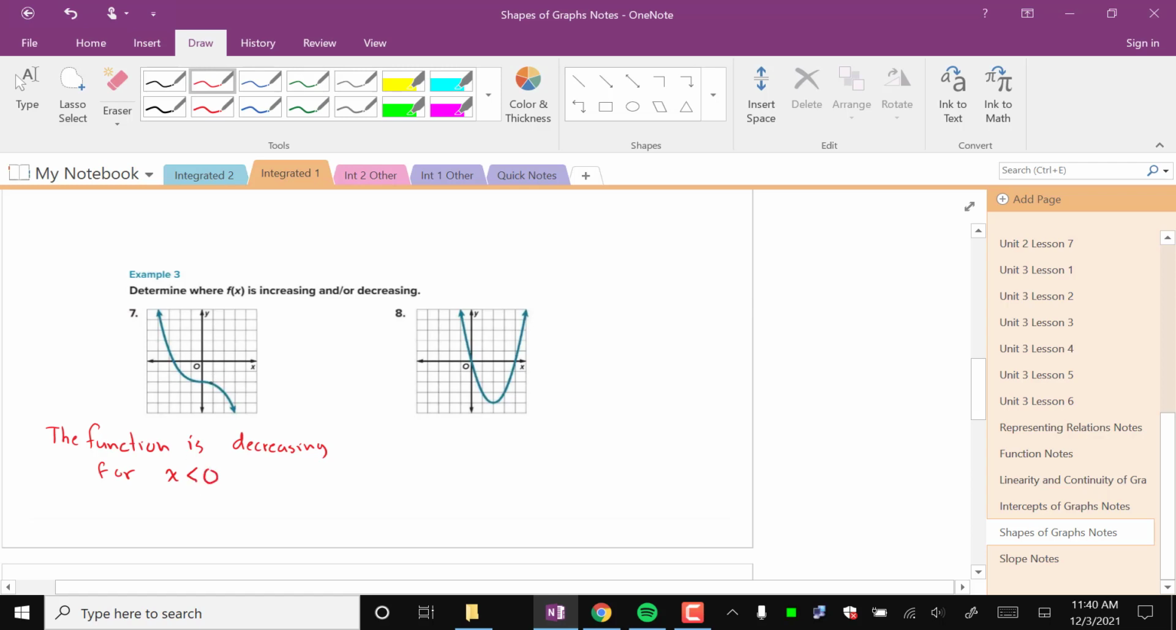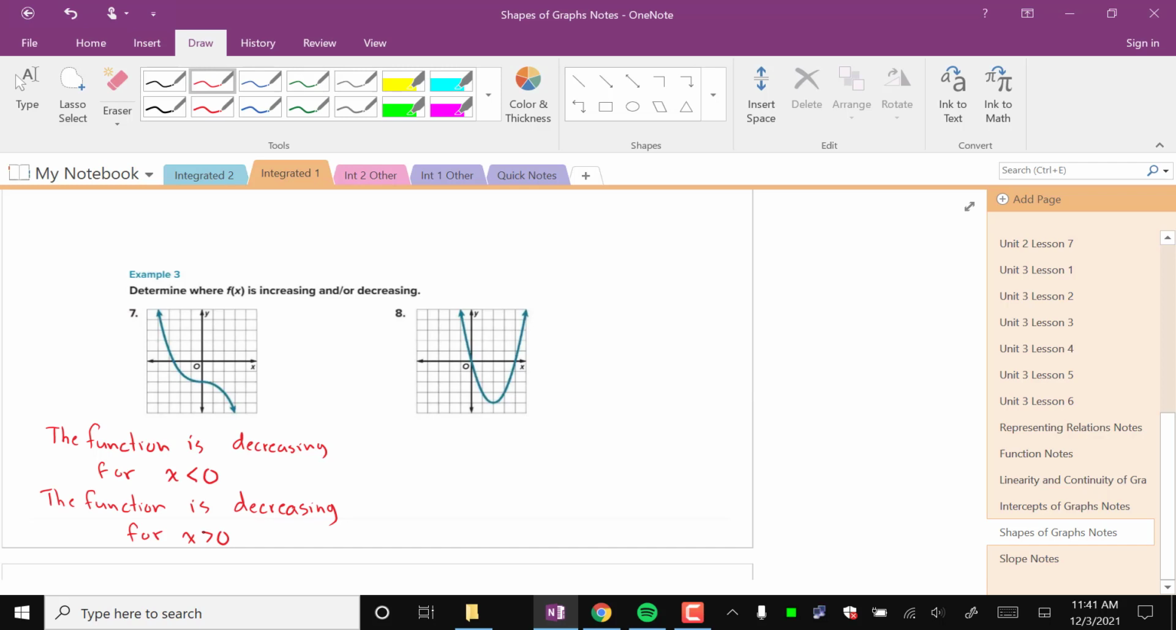Now, if we look at the right side of the graph, again, the function is still decreasing. So the function is decreasing for x greater than 0. So those are my positive values. So on the left side where it's negative, the function's decreasing. And on the right side where the x values are positive, the function is also decreasing.